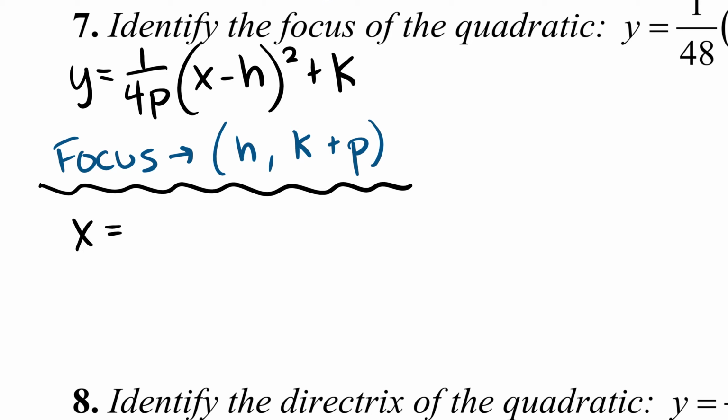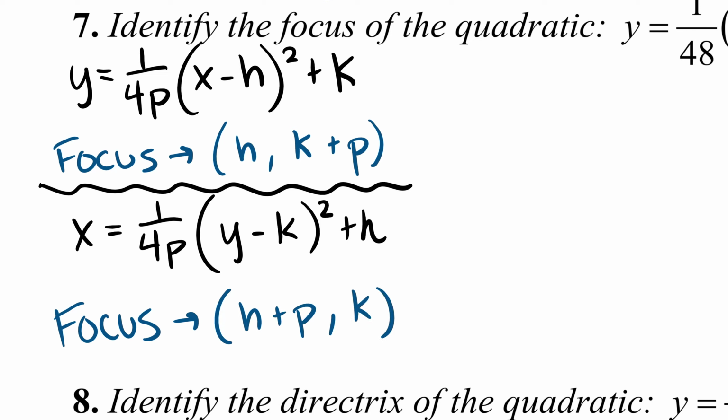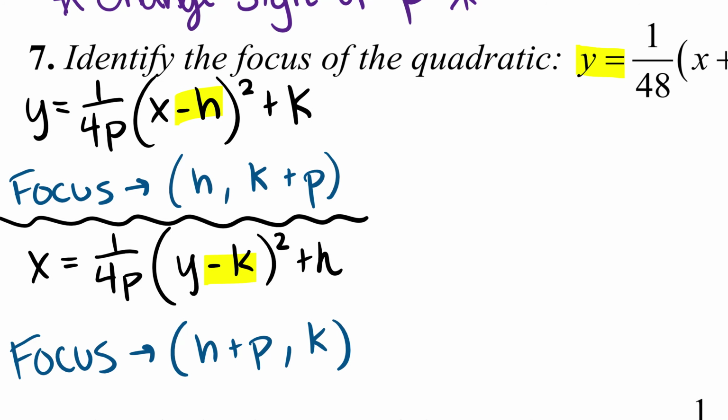If I have x equals 1 over 4p, and then it'd be y minus k squared plus h. If I had that, because remember, you can have one or the other on the test, my focus is going to be h plus p comma k. And remember, whatever is in parentheses, so if it's h or k, I flip the sign, right? So you always change the sign of whatever is in parentheses every single time. Alright, so if we look at this question, I have y equals, so I'm going to use this top one up here, that's y equals, and solve.